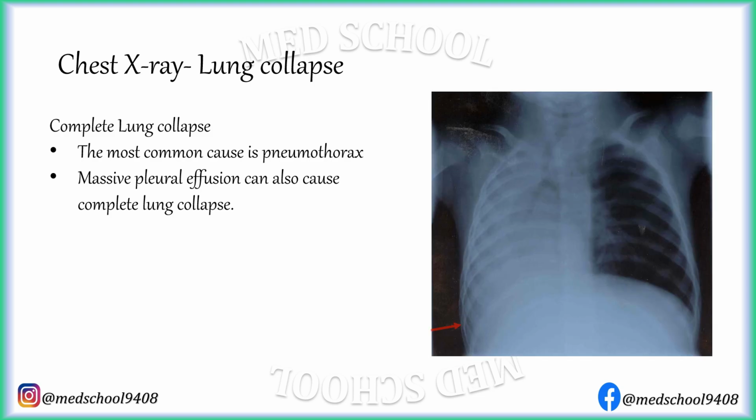Here, the right CP angle is blunted, suggesting the presence of pleural effusion. Normally, pleural effusion should push the mediastinum to the opposite side. But in this X-ray, the trachea and heart shadow are both shifted to the right. This shift is due to the pull exerted by an underlying collapsed lung.